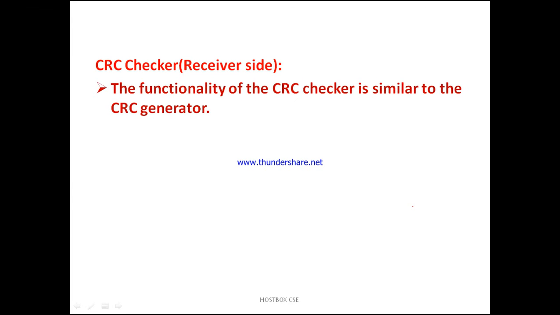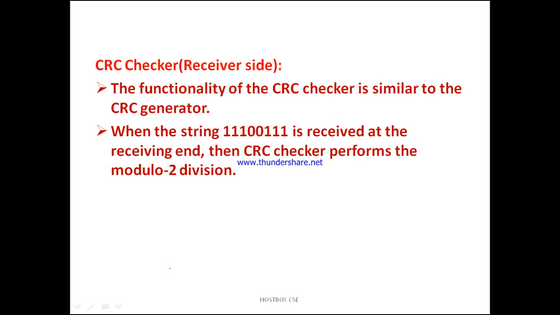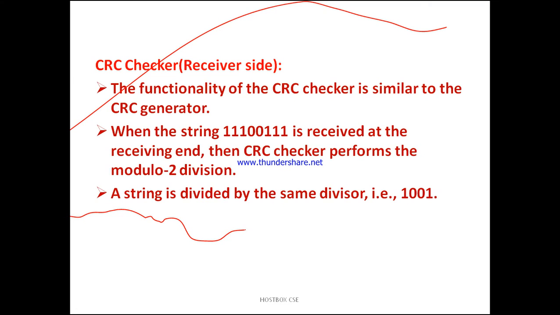The function of the CRC checker is similar to the CRC generator. This is happening on the receiver side. Based on the protocol, when the string 11100 with the remainder is received at the receiving end, the CRC checker performs the modulo 2 division. Very important point: modulo 2 division. The string is divided by the same divisor. Just now I told you the divisor is common for both sender and receiver.